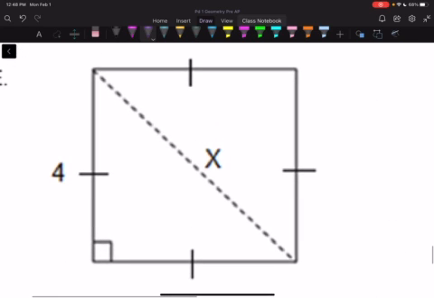Now our last one, we just have a square here. A square is comprised of two 45, 45, 90 triangles. So going from the leg to the hypotenuse, you just multiply by the square root of 2. So it's 4 square roots of 2.